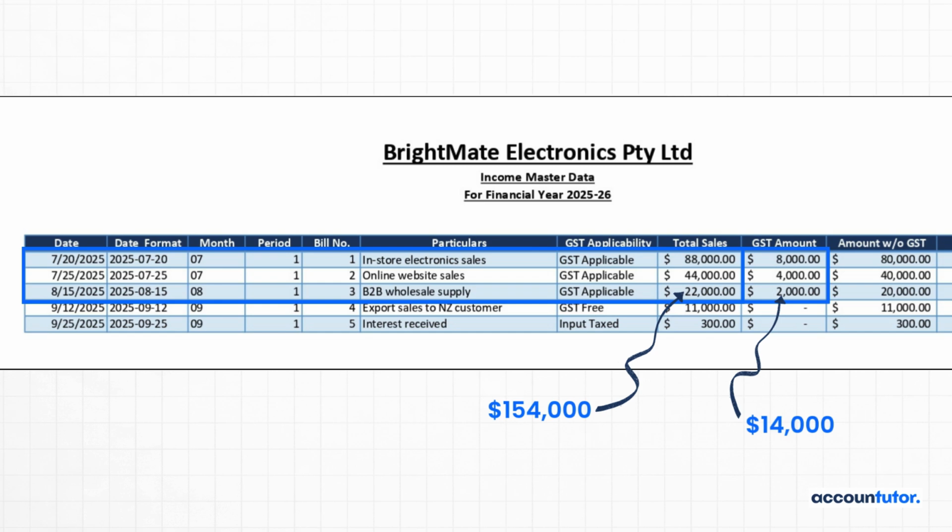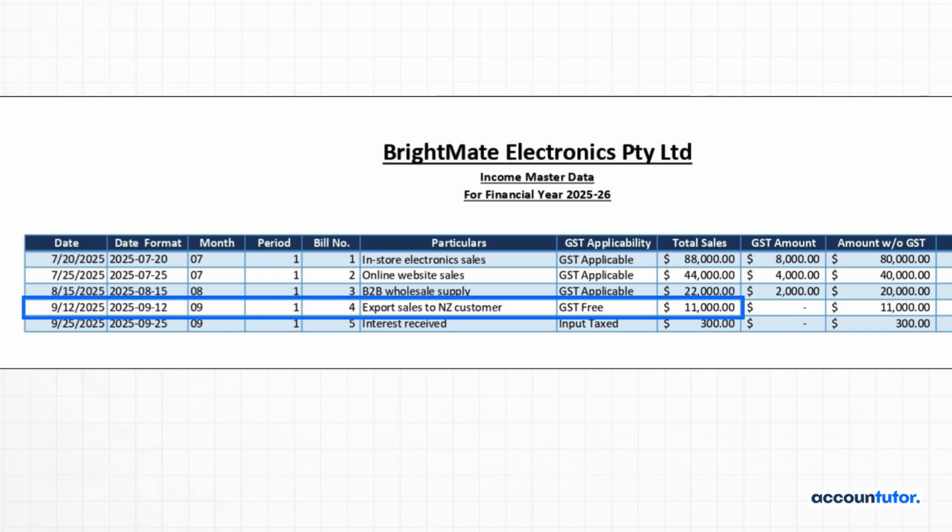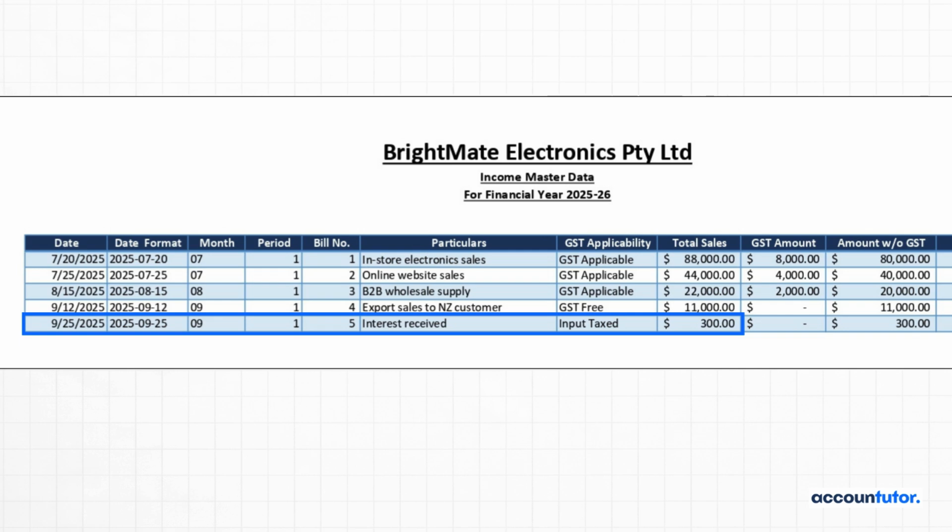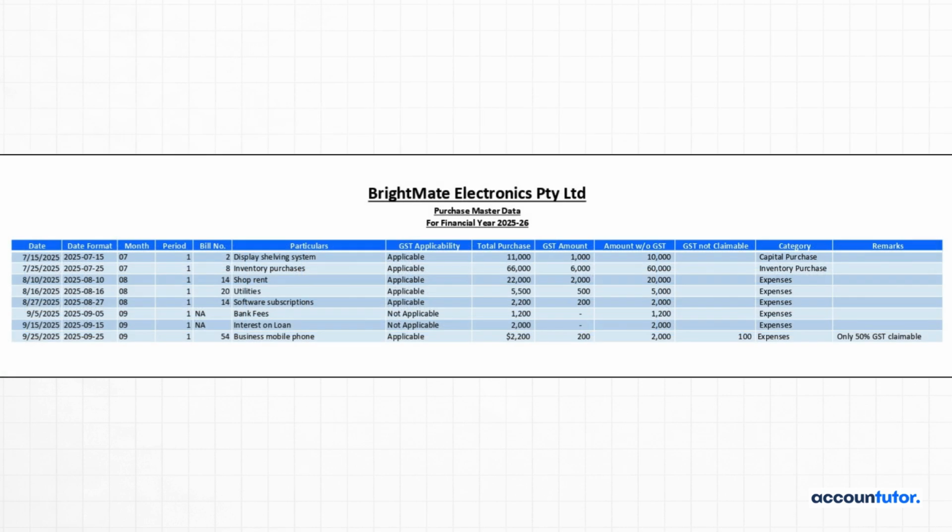In addition to taxable sales, the business also made export sales of $11,000. These exports are GST-free, so no GST was charged on them. The business also earned a small amount of bank interest of $300, which is input taxed and does not involve GST. Now let's turn to purchases.